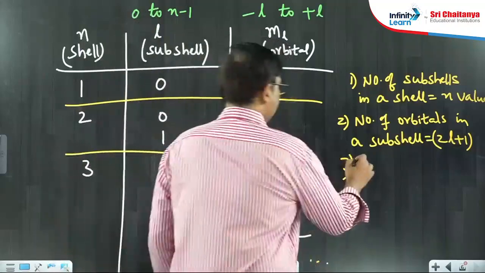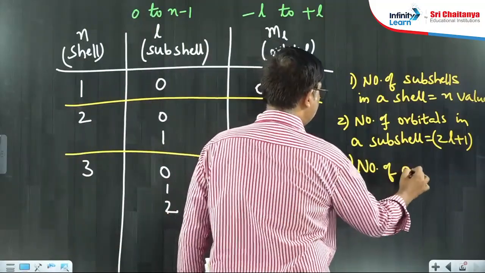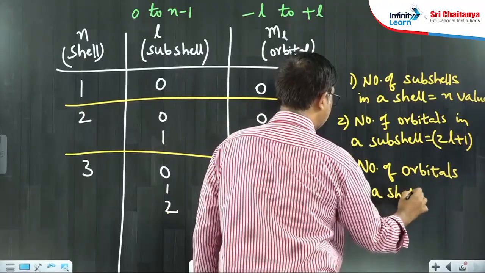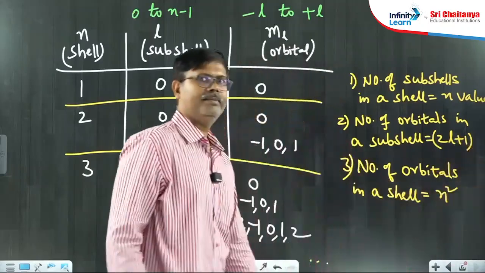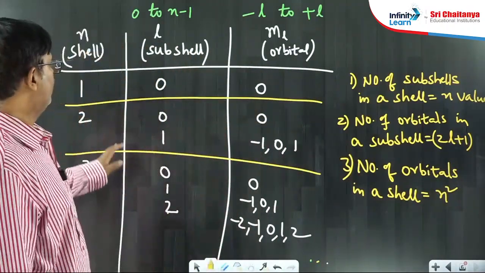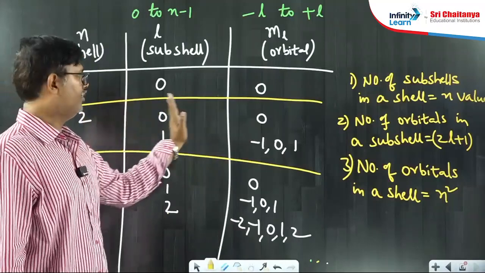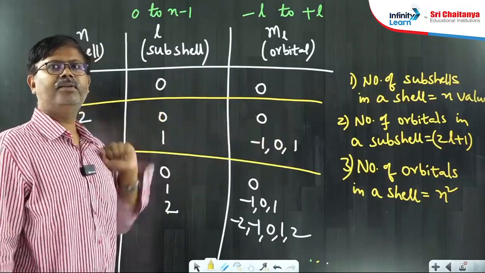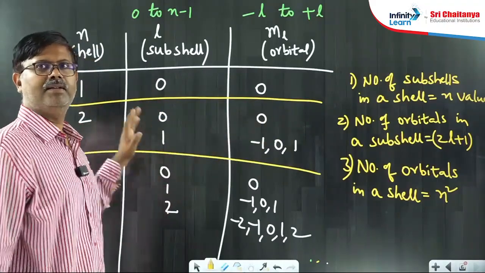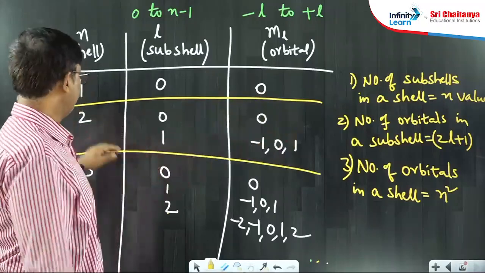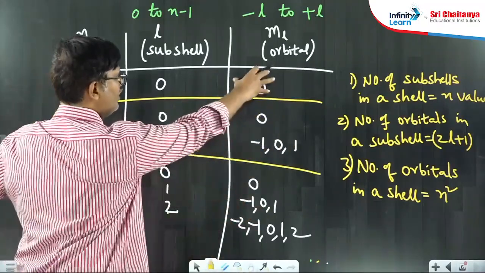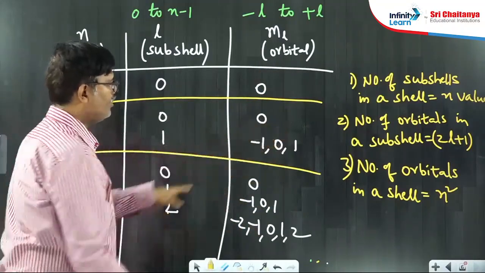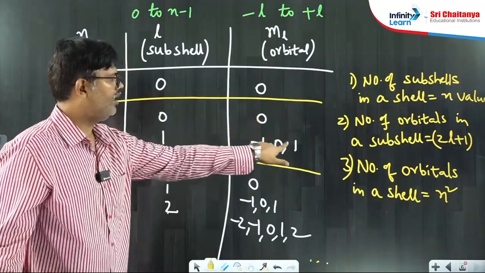Third, number of orbitals in a shell is equal to n square. See, first we saw the relationship between these two. Second point, these two. Now this and this we are relating, because in solving problems, sometimes they will ask like that. So first one and third column. See, in the first shell, how many orbitals are there? 1. In the second shell, how many orbitals are there? Count total. 1, 2, 3, 4.